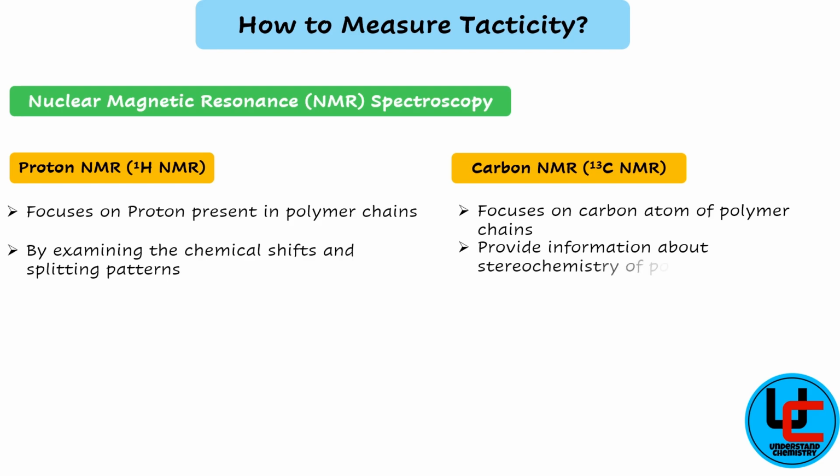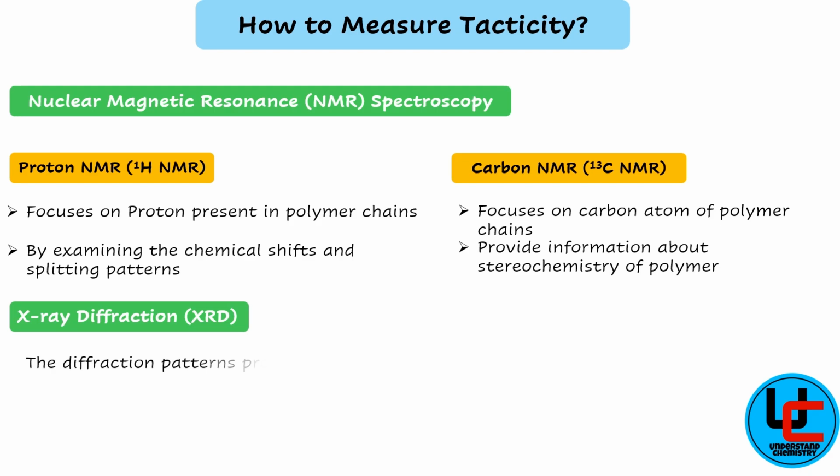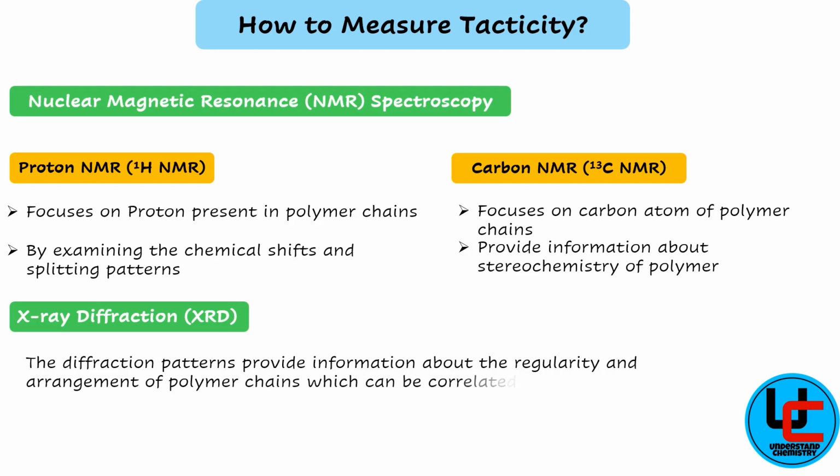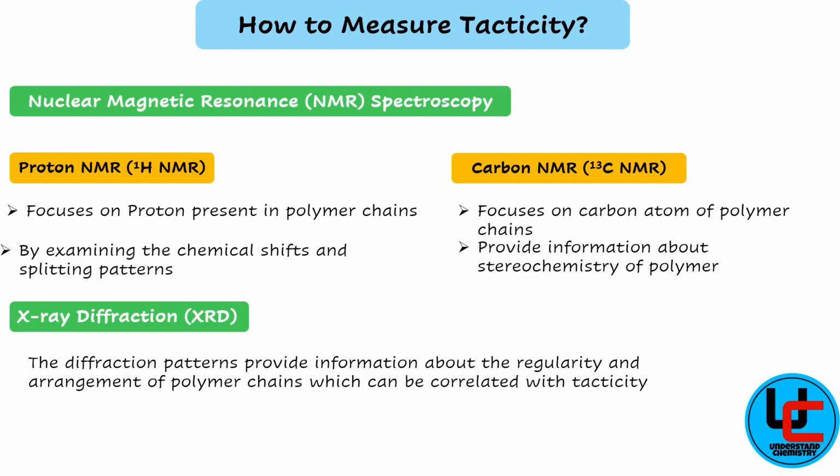The other way of finding tacticity is X-ray diffraction. In XRD, the diffraction patterns provide information about the regularity and arrangement of polymer chains, which can be correlated with the tacticity. Later in some video, I will show you with detailed examples how one can calculate tacticity using these methods.